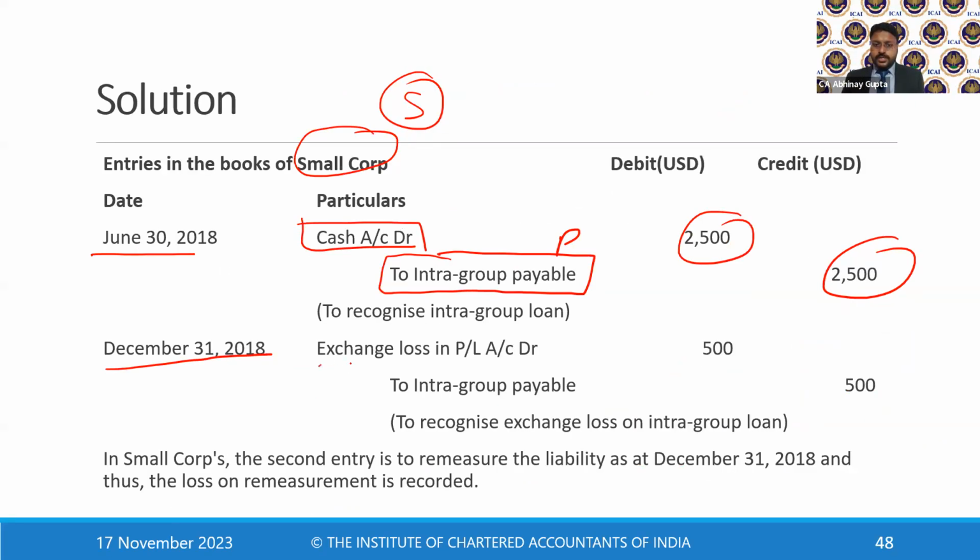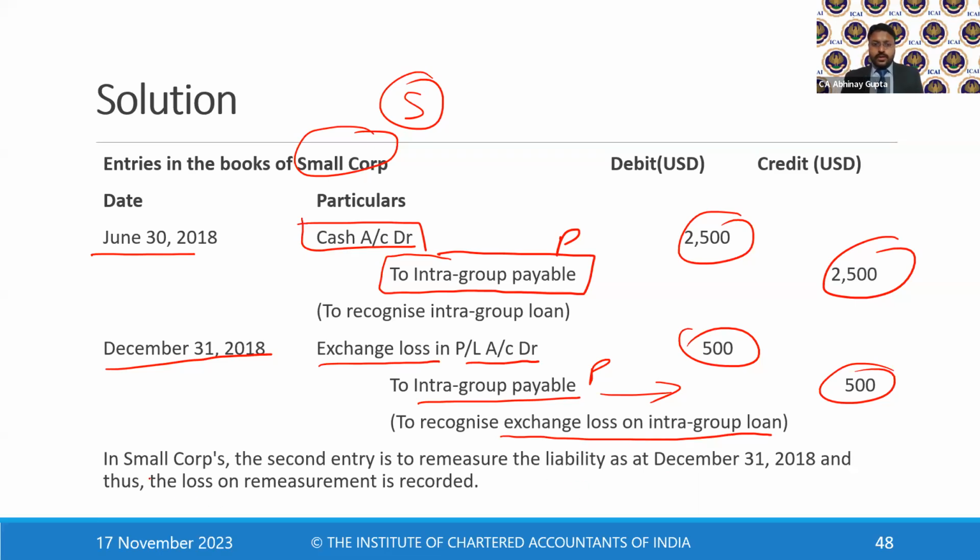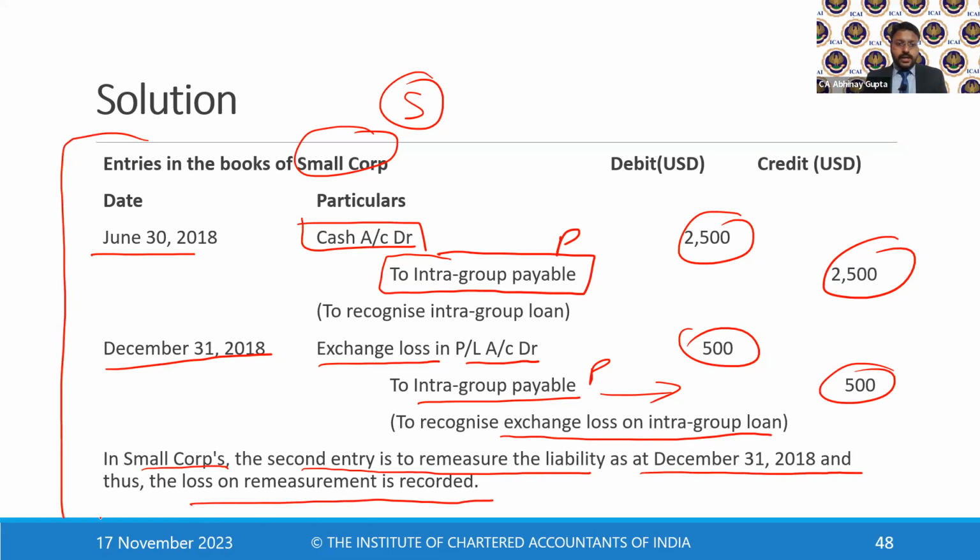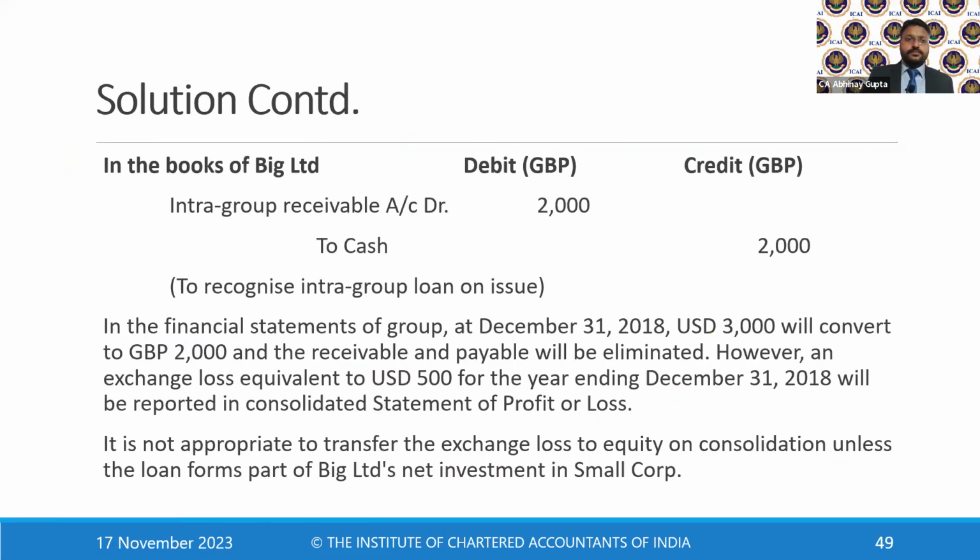So I will debit the exchange gain or loss account in the P&L by 500, and credit the intra-group payable liability, reinstated towards P, 500, to recognize the exchange gain or loss on the intra-group loan. In small corps, the second entry is to remeasure the liability as at December 31st, 2018, and the loss on the remeasurement is recorded. So this is the accounting treatment in the standalone financial statements of the subsidiary company. I hope this is super simple.